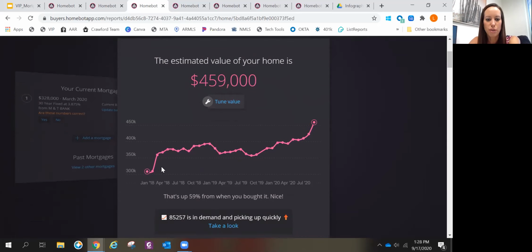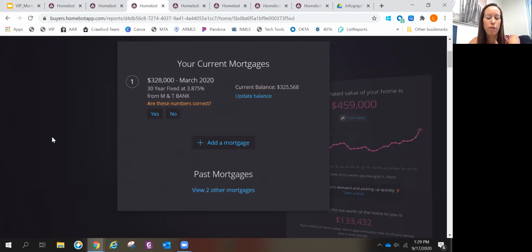It visually shows them their home's appreciation or depreciation, hopefully appreciation, right? At any point in time, they can click and see their estimated home value in a certain year or date. And it shows them it's up 59% from when they bought it. If they click on this side here, it shows them their current loan information. So it shows them what mortgages are pulling on the property.